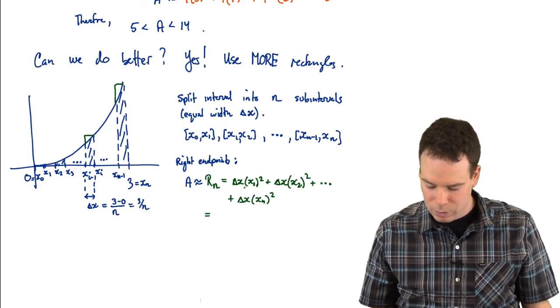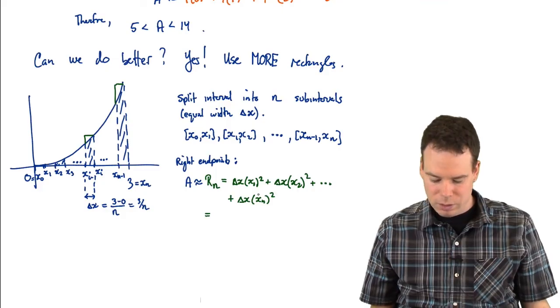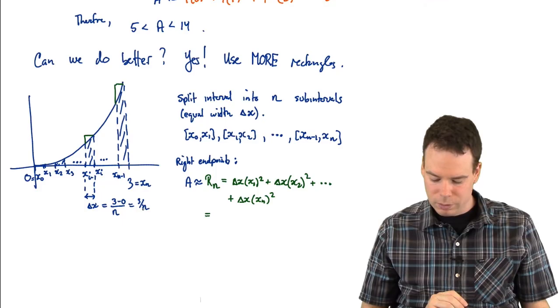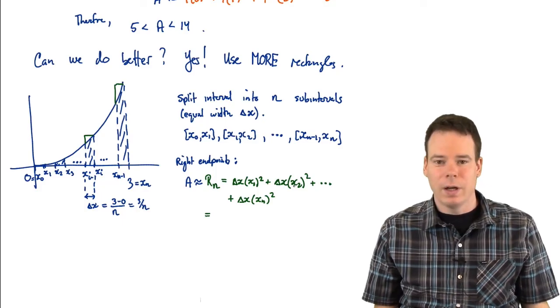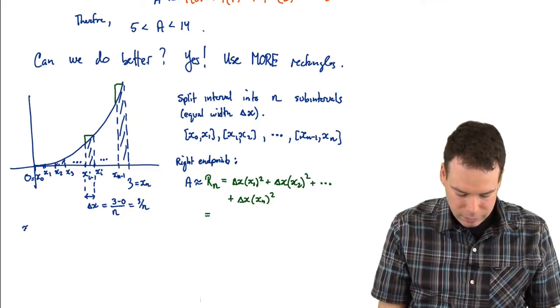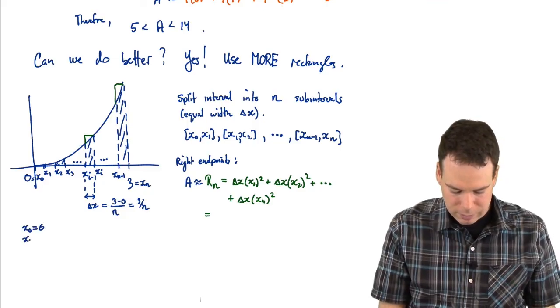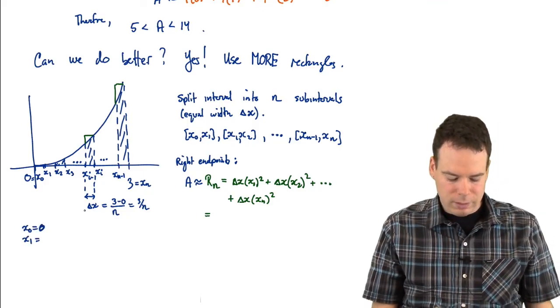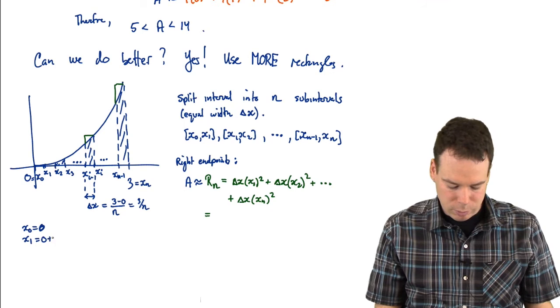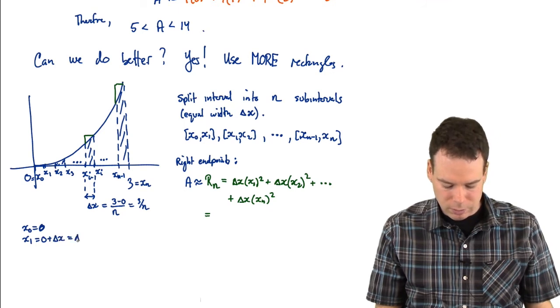Now we would like to have this expression just in terms of the length of the interval and the number of rectangles we're using. So we need to know these values of these x sub i's. So let's have a look at that. From this diagram we see that x sub 0 is 0. What's x sub 1? Well, x sub 1 is obtained by just moving over delta x units from the place you're starting at. So it's 0 plus delta x, or in other words, it's delta x.